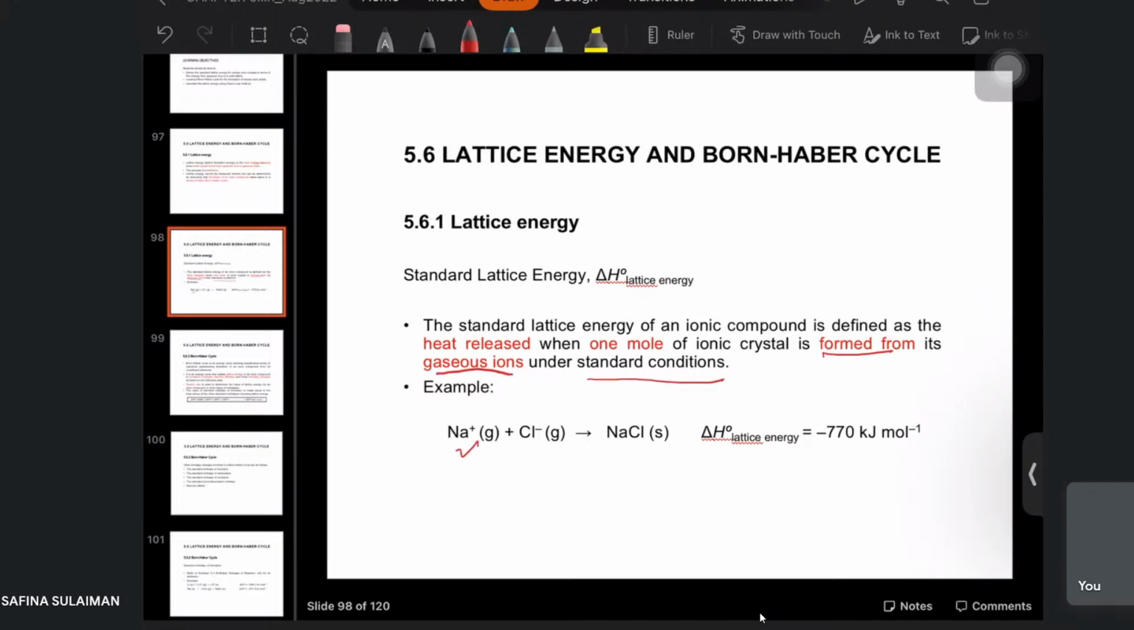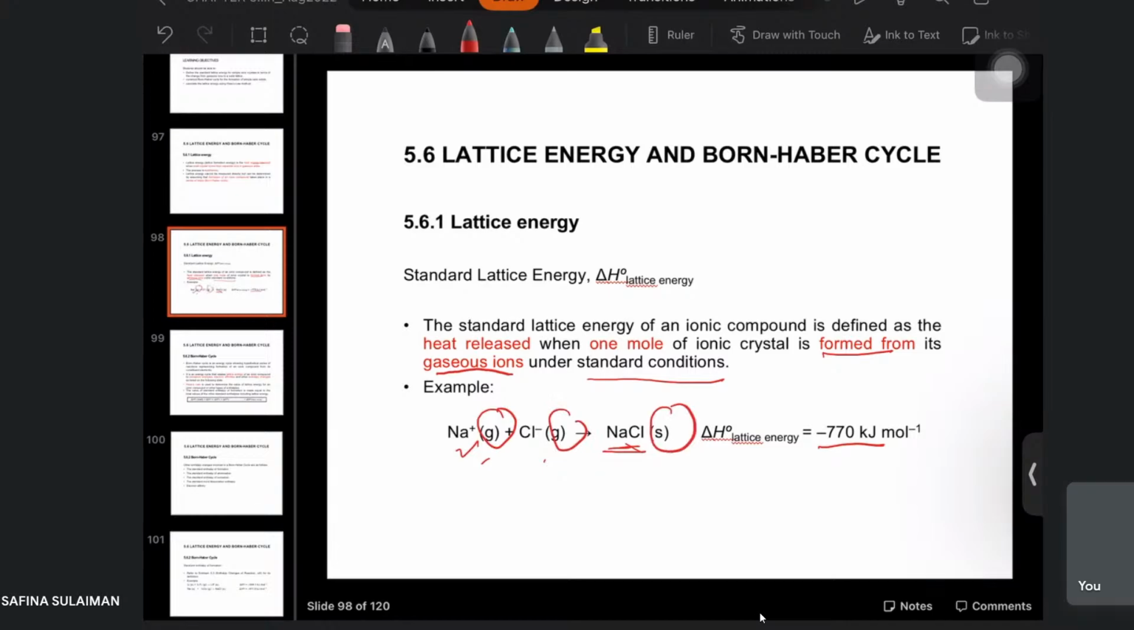Contohnya you ada metal and non-metal lah. You ada cation Na plus and anion Cl minus. These two dia akan combine together, dia akan menghasilkan NaCl. Syarat dia mestilah the ions must be in gaseous state and dia convert to the solid crystal ionic, iaitu ionic compound, NaCl solid. So this is the delta H naught lattice energy, iaitu negative 770 kilojoule per mole. So you perhatikan this one dalam gaseous state and this one dalam solid state.